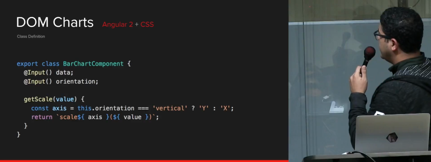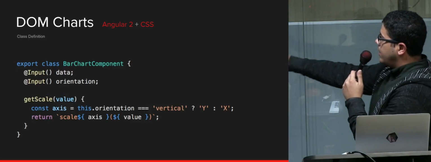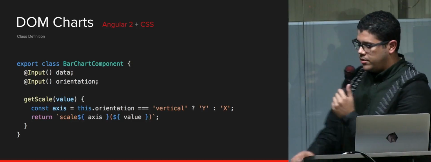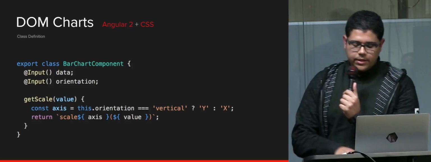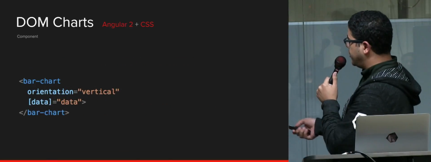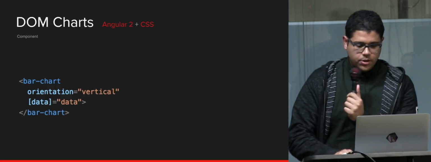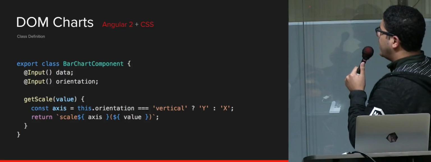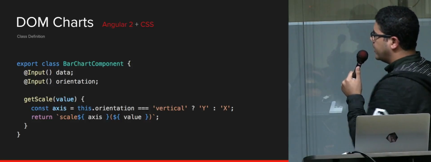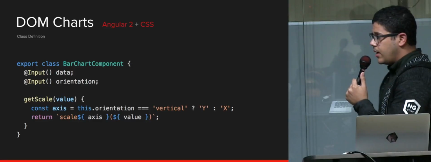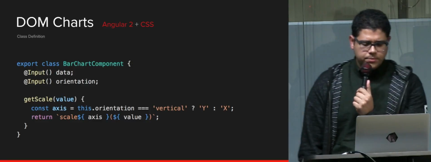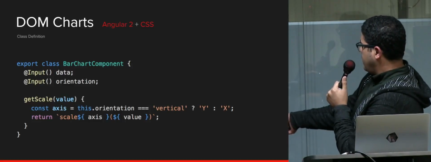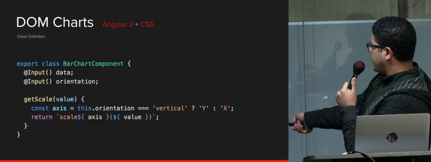And the class is as simple as having two inputs, one for the data and one for orientation. And as you can see here, this maps directly to our HTML attributes, so orientation and data. They're both inputs that we're defining within our class. And then I have a function. This function basically takes a value, in this case from 0 to 100, right?